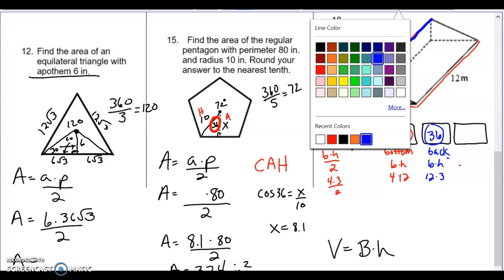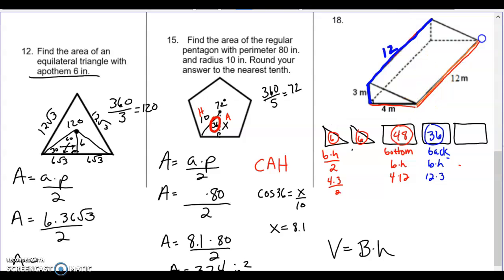Now, this side one right here is also going to be 12. But what is this piece? Well, it's in my right triangle, 3, 4, so that's going to be a 5. So this slanted rectangle, I'll call it, is going to be 5 by 12. That would be 60.